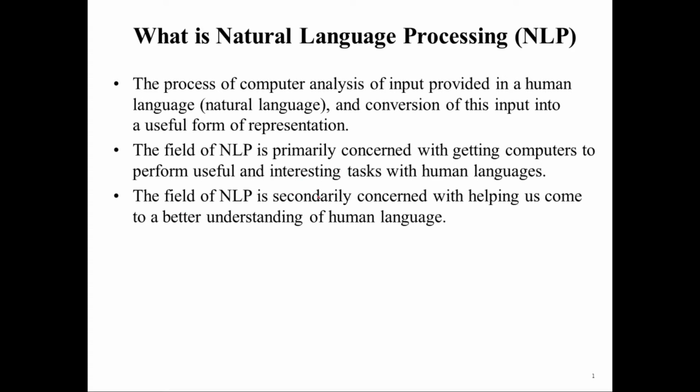The field of NLP is secondarily concerned with helping us come to a better understanding of human language also. Sometimes there is a double meaning in a single sentence. If you put something in the machine, it can understand what is easy for the machine to understand, but that is not always the case. To distinguish between double-meaning sentences, NLP is the second concern, by which a machine can understand the language not only accurately but meaningfully. Meaningful understanding of the language is needed.